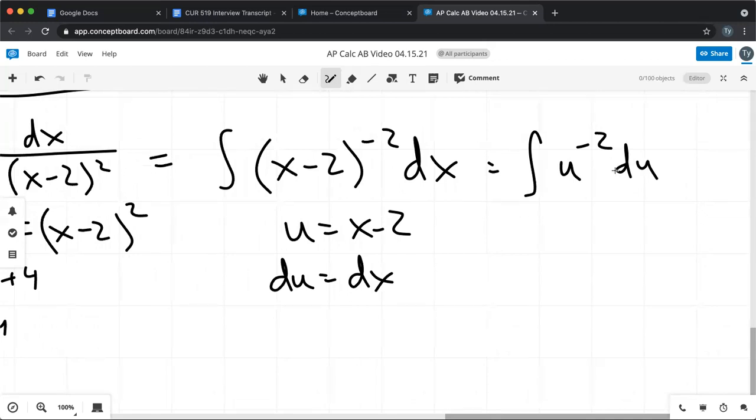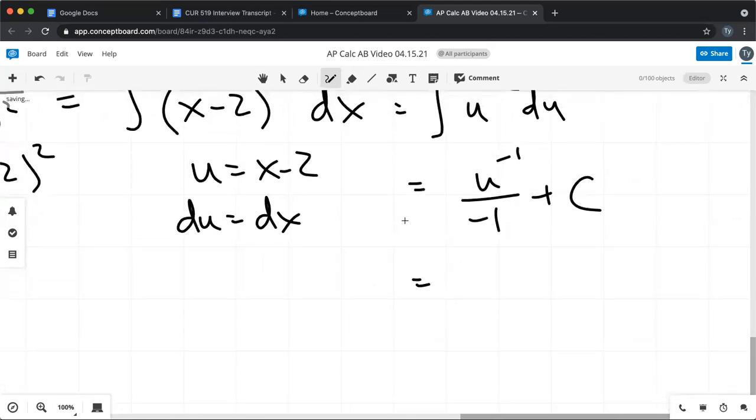Did we do anything wrong? Are there any x's? No, just u's. That means we did it right. We're good to go. Let's take an antiderivative. Again, this is just power rule. We increase the power by 1 and divide by that power. And then we have our plus c, of course.